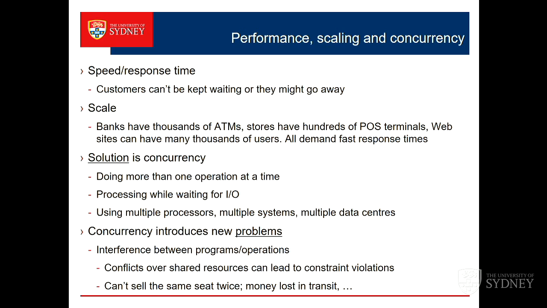So in practice, the way I get scale, where I can support lots of concurrent users doing lots of concurrent operations, is concurrency. I don't have one copy of my application running, I have 1,000 copies of my application running.